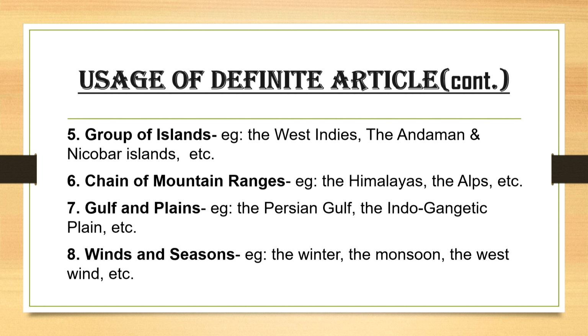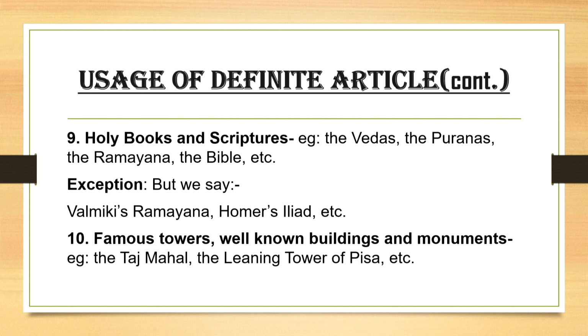Then next, chain of mountain ranges, for example, the Himalayas, the Alps, and so on. Gulfs and plains, for example, the Persian Gulf, the Indo-Gangetic Plain, etc. Now, before winds and seasons, for example, the winter, the monsoon, the west wind, and so on. Now, it is also used before holy books and scriptures, for example, the Vedas, the Ramayana, the Bible, and so on. Now, here is an exception, keep this in mind.